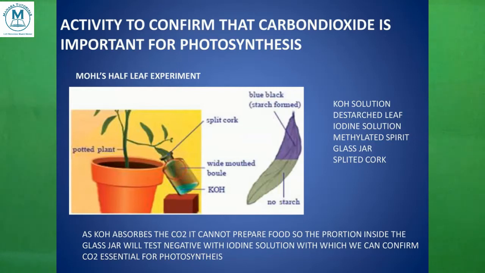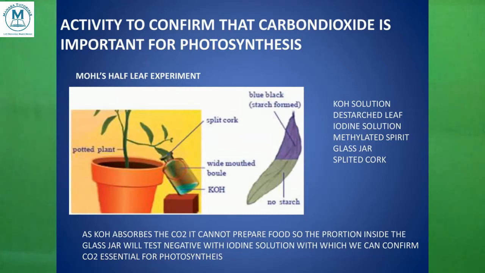Understood? So with this Mohl's half leaf experiment, the portion which is outside the beaker is getting water, carbon dioxide and sunlight. That is the reason it could prepare food. When testing with iodine solution, it turns blue, and the leaf portion inside the glass jar shows no color, as there is no starch.